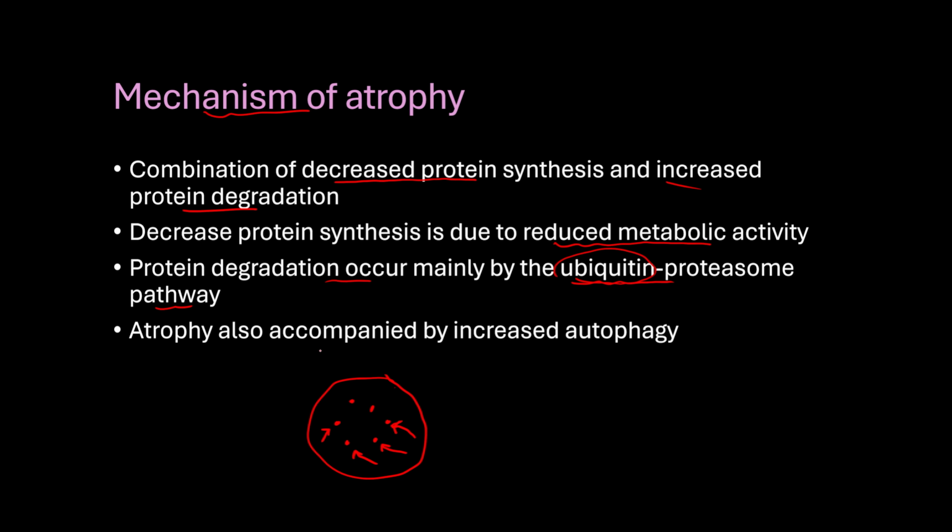Now, atrophy is also accompanied by increased autophagy. Autophagy is when the cell eats its own components. So the cell will consume its own components by the autophagy, and this will give the cell energy to keep surviving in case there is a nutrient deficiency or other reasons.